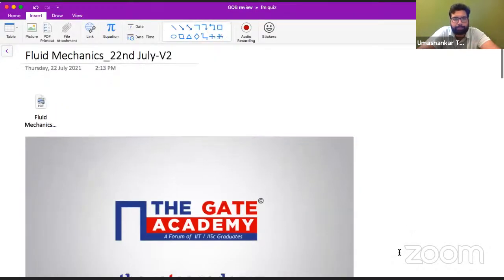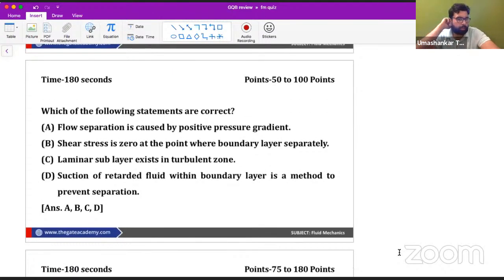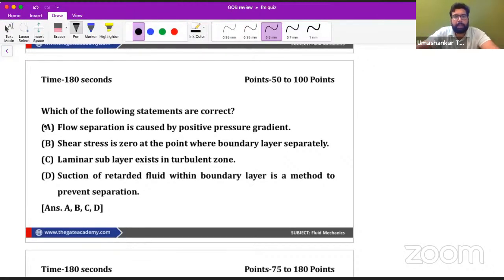All right. I hope you can see the OneNote now. This is the first question. None of you have given the right answer to this question. Which of the following statements are correct? Flow separation is caused by a positive pressure gradient.